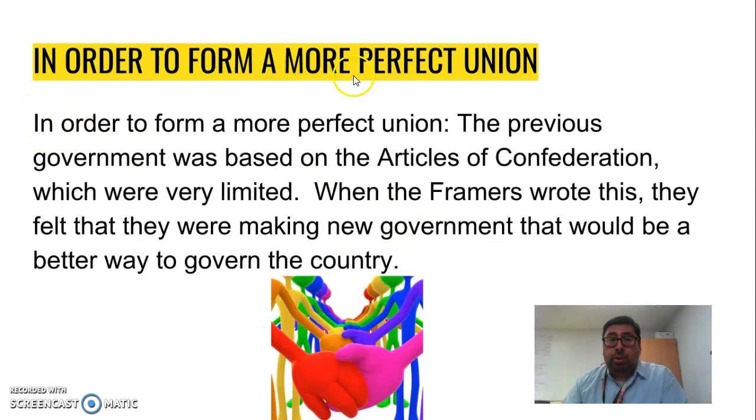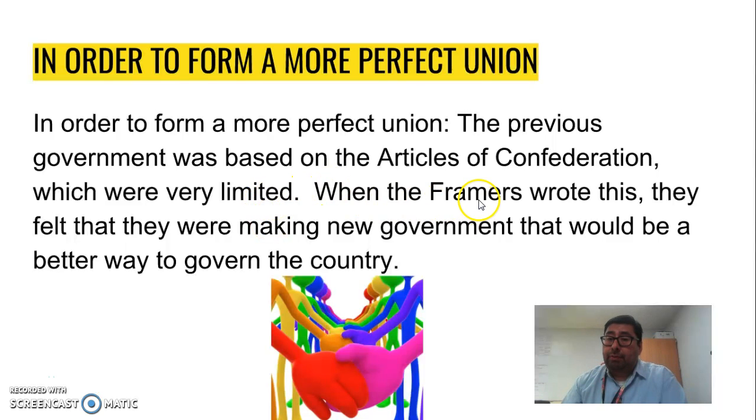In order to form a more perfect union. So the previous government was based on the Articles of Confederation. So I told you that was like an agreement. We're going to help each other when we need to, but then we also are our separate thing. It's not like one country. So it was very limited.